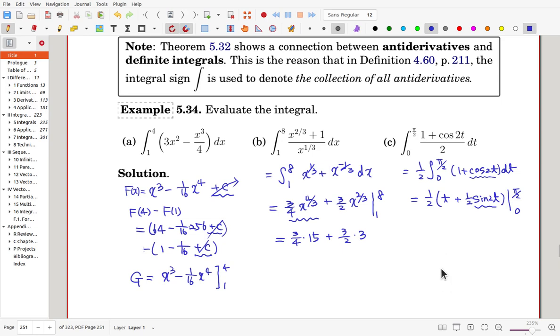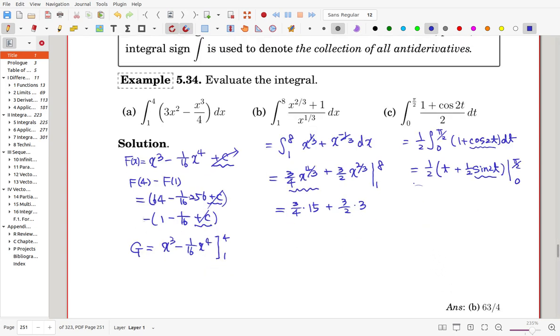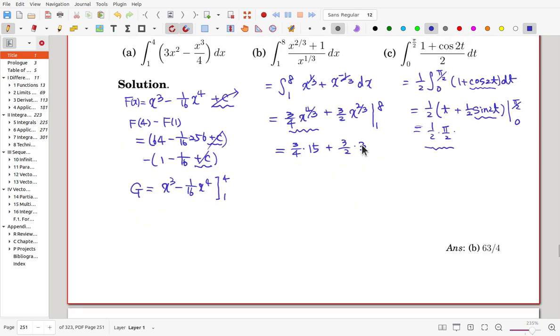Now here that is half times pi over 2 minus 0, which is simply pi over 2. And then once t is pi over 2, there's sine pi, which will be 0, and once t is 0, that is 0, so you can ignore this portion. So that's the answer.